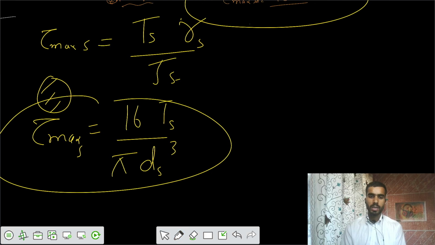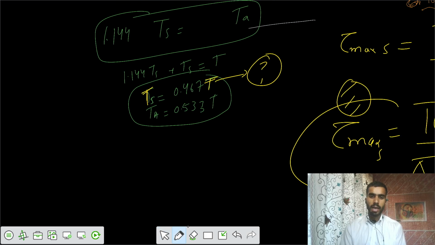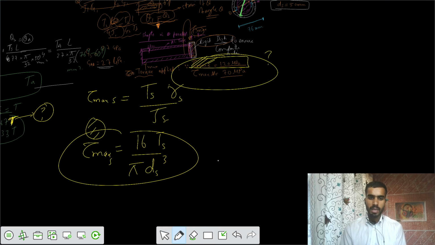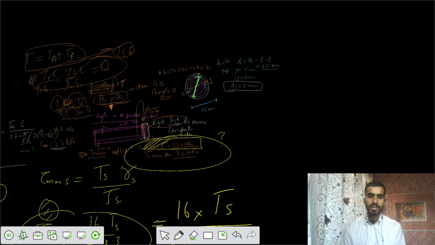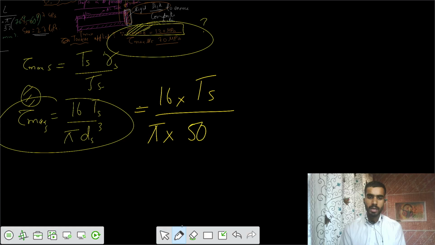If I solve it, I can get the value of TS, and thereafter I can get the value of T. If I write this equation and solve it, I get 16 into TS. I don't know the value of TS, but I do know the diameter of the steel, which is 50 millimeter.